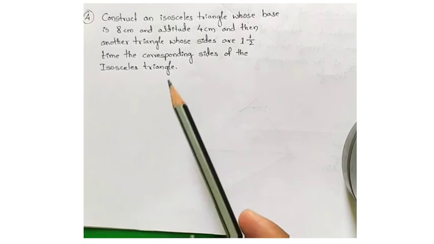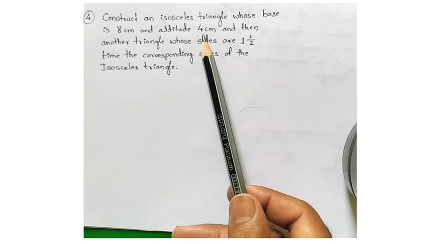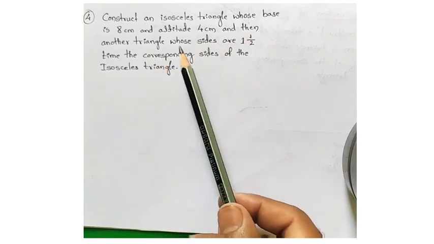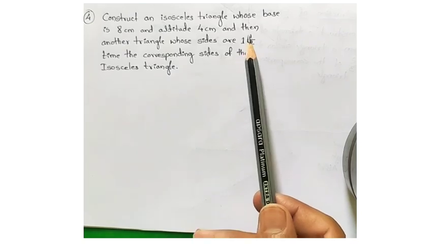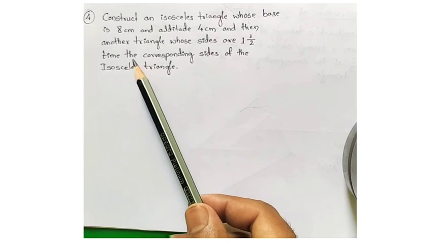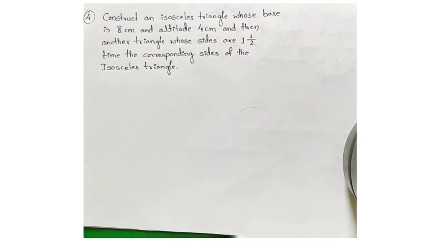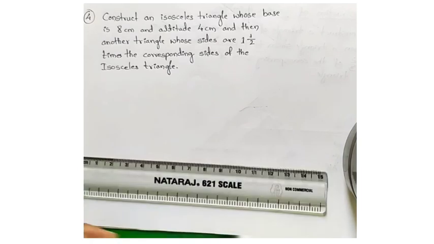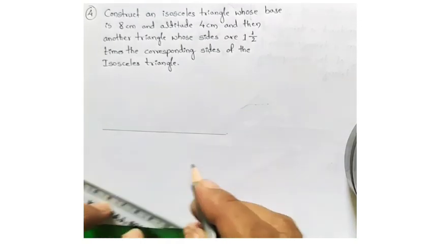Construct an isosceles triangle whose base is 8 cm and altitude 4 cm, and then another triangle whose sides are 1 integer 1 by 2, in mixed fraction, 1 and 1/2 times the corresponding sides of the isosceles triangle. So for this, first you draw the base 8 cm. Okay, so mark it as 8 cm.